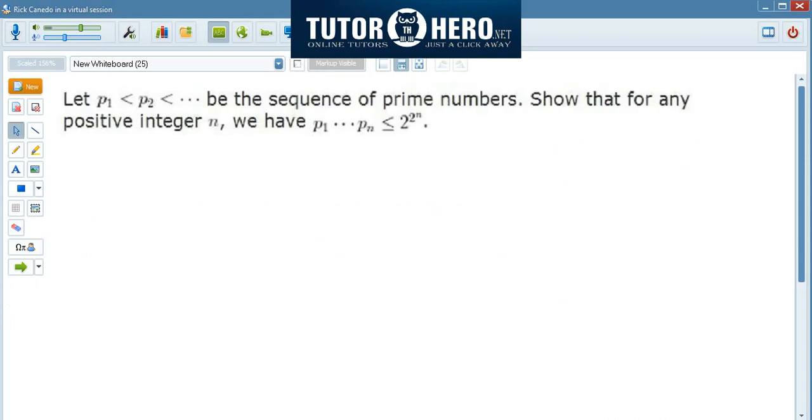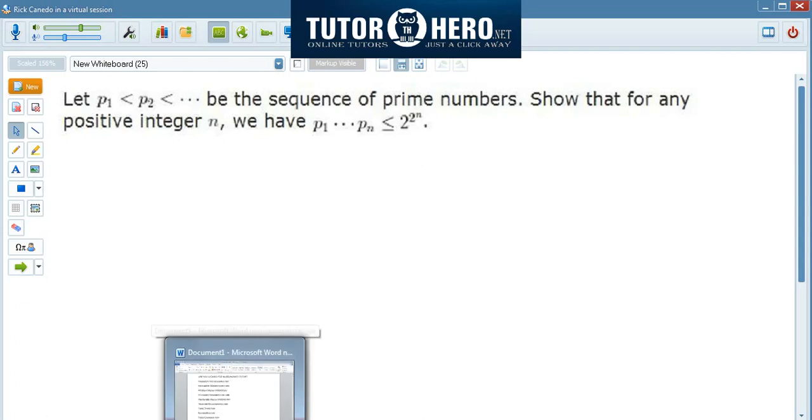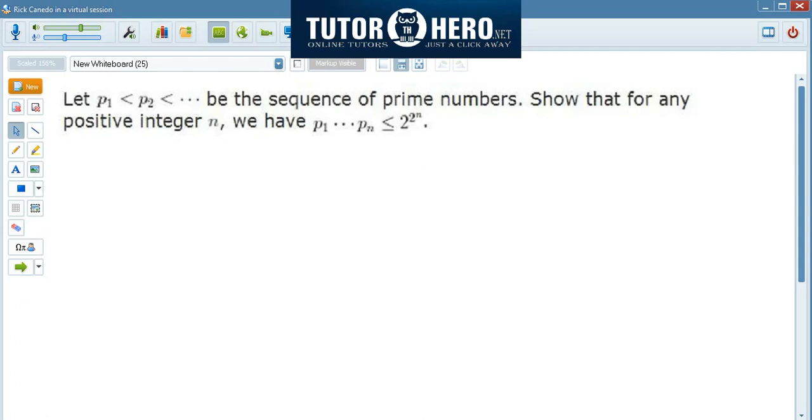So to do that, I'm going to start with a problem, which is a typical Math Olympiad problem. I'm going to do this one in my virtual classroom so that you see how an online class is going to look like. So let p1, p2, p3, and so on be the sequence of all prime numbers, and we want to show that they satisfy a certain inequality that I have here. So this is what I'm going to show.